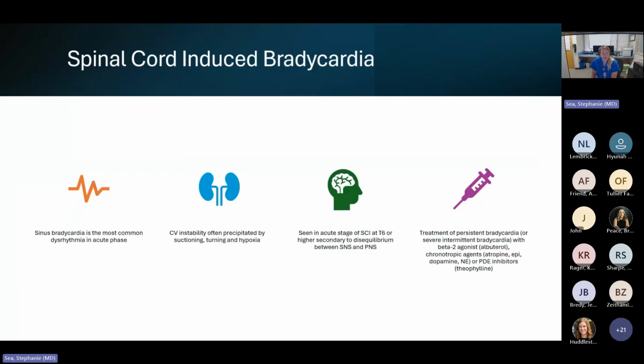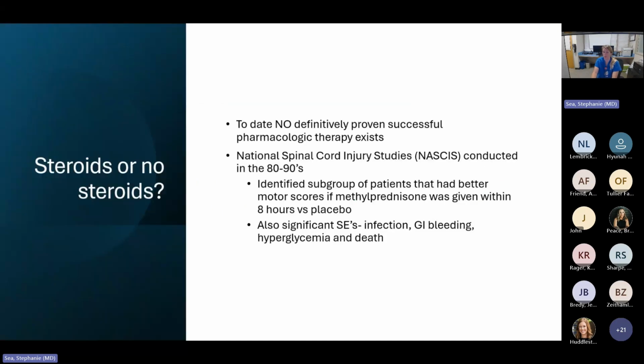Spinal cord induced bradycardia. So we do see this and see this a lot with our cervical spine injuries. So it's the most common dysrhythmia in the acute phase, often precipitated with the suctioning, the infamous turn, bathing, hypoxia will cause it. It's often transient. However, if it is persistent, the use of a beta-2 agonist, chronotropic agents, PDE inhibitors, although I don't think I've ever seen theophylline actually used here, but that will help control it.